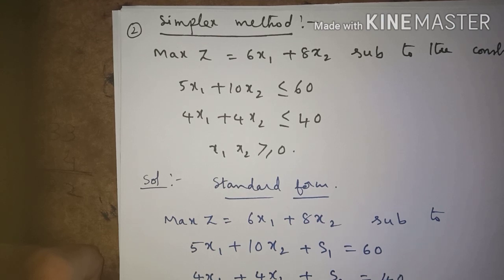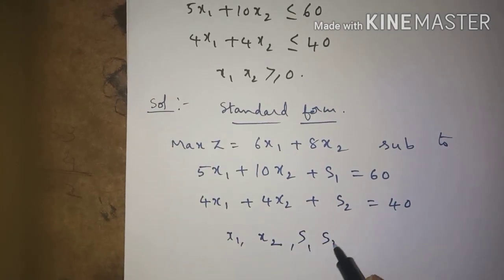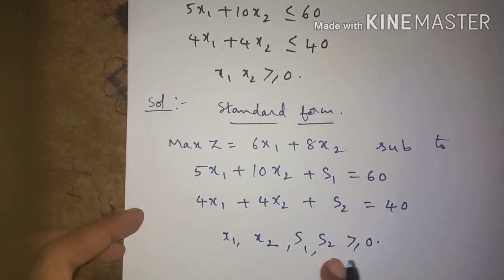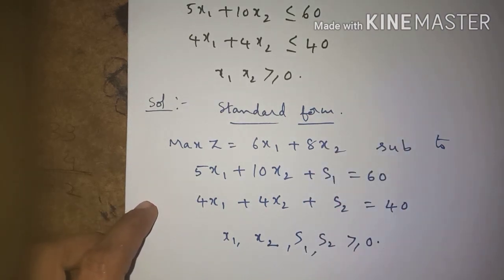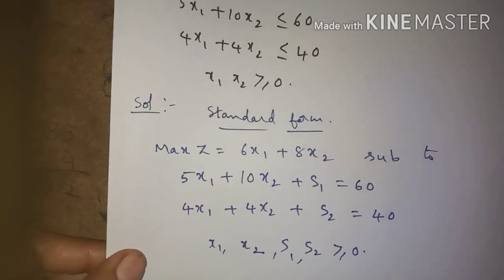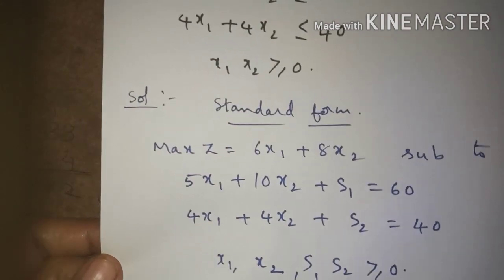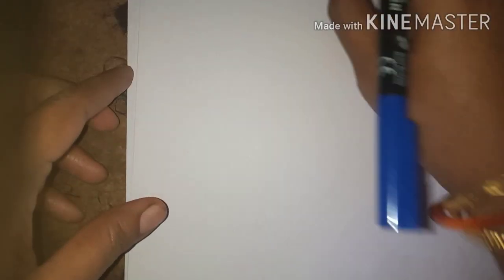And decision variables x1, x2, as well as s1, s2 greater than or equal to 0. All these decision variables and slack variables greater than or equal to 0. Like this, we have to convert the given LPP into the standard form. After converting into the standard form, we have to draw the simplex table. How to draw the simplex table? I'll tell you. Now first the initial simplex table.